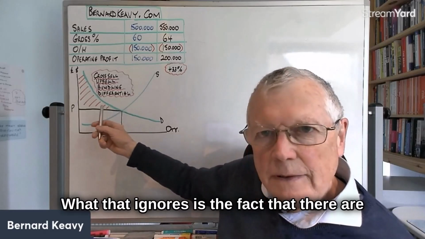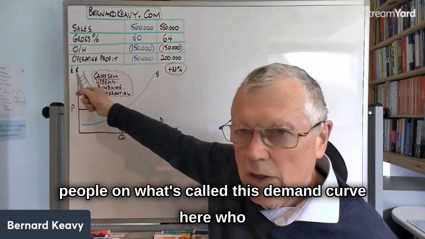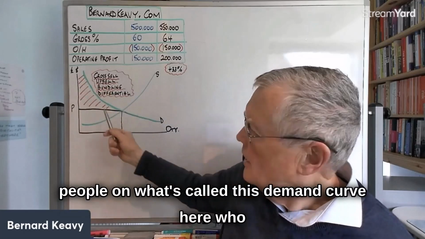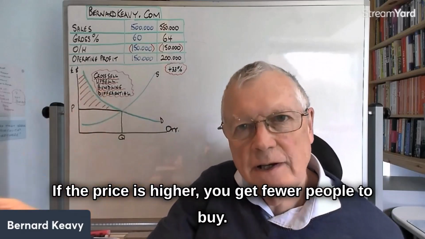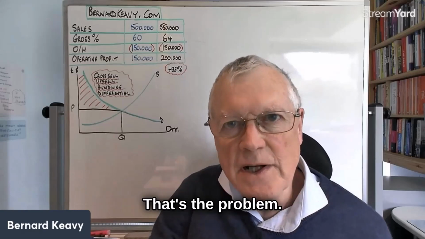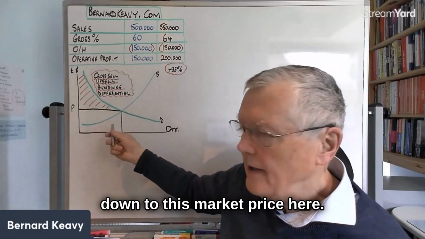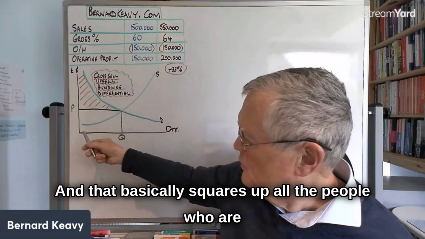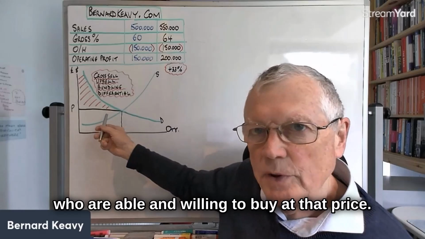What that ignores is the fact that there are people on what's called this demand curve here who would have bought at a higher price. The only thing is, if the price is higher, you get fewer people to buy. That's the problem. So that's why the price comes down to this market price here. And that basically squares up all the people who are willing to sell at that price with all the people who are able and willing to buy at that price.